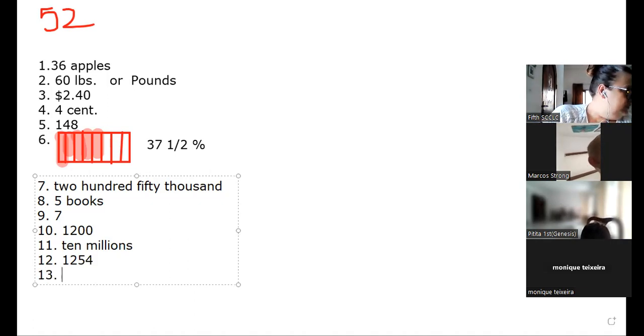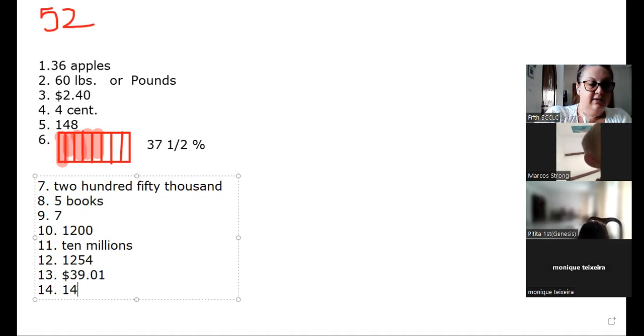13 should be $39.01. 14 should be 14,863. You need to have a comma. Now that we're dealing with bigger numbers in your answers, make sure your comma's in the right spot. If you don't have a comma in number 12, that's okay. But when we have a number that's bigger than that, with 5 digits or more, you need to have a comma.